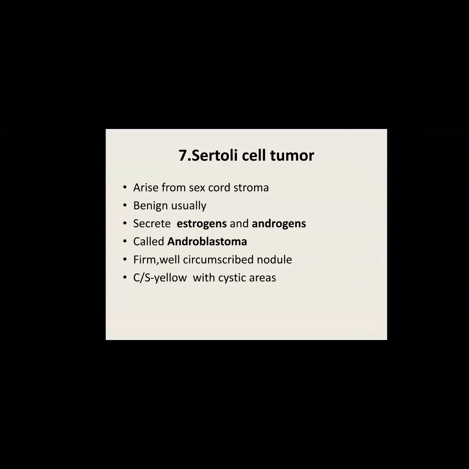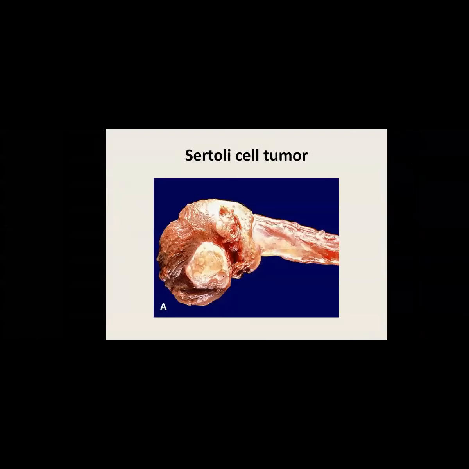Here you should note we have already read that Yolk Sac tumor also will present as a yellow tumor. Sertoli cell tumors also present as yellow tumors with cystic areas. This is how it will present grossly.